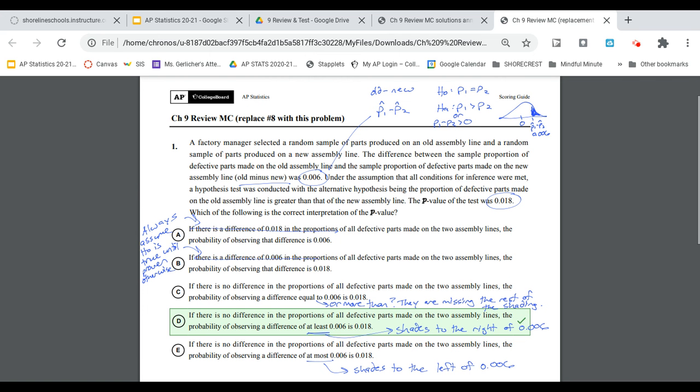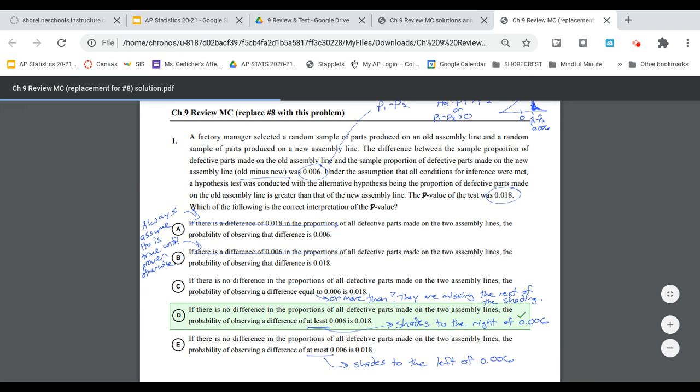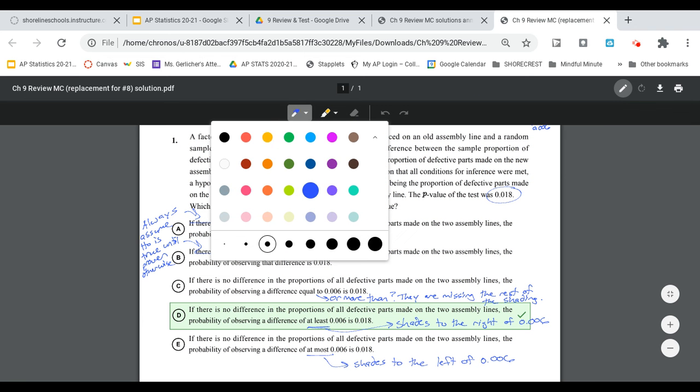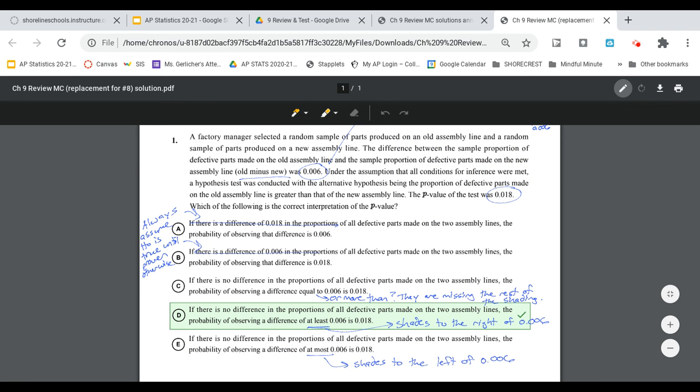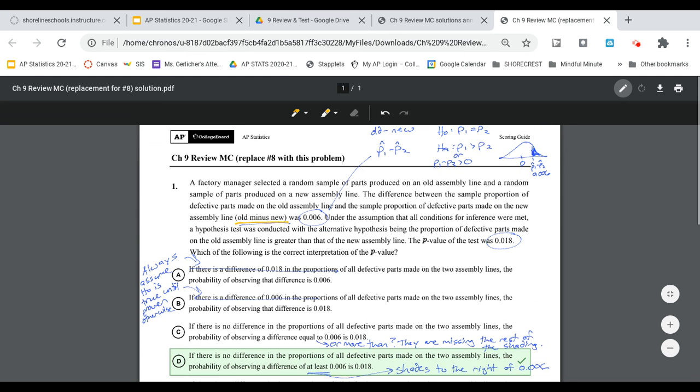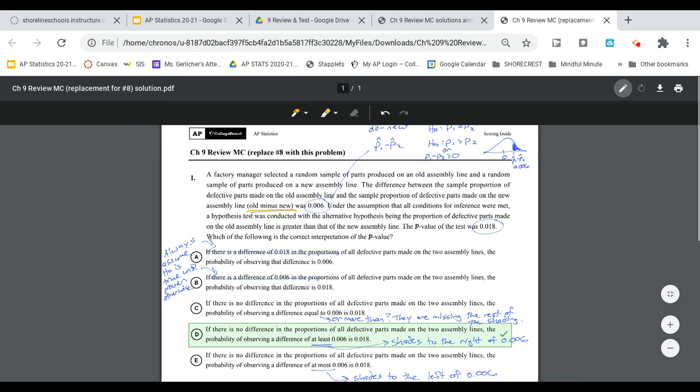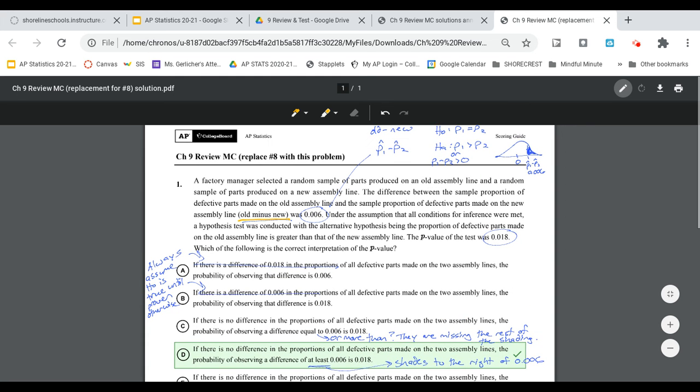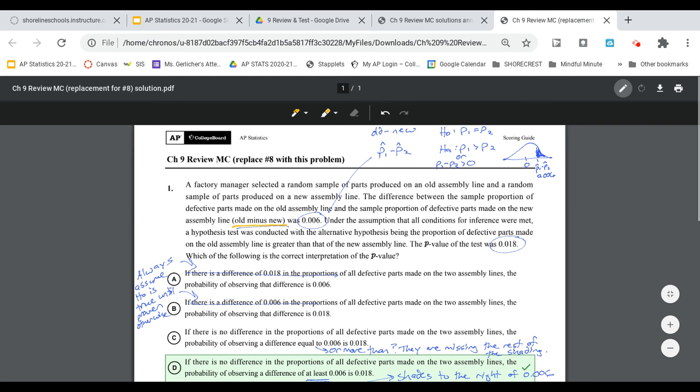So that's worth, hang on. I have to get it ready to annotate. Okay, they said old minus new. So we're going to keep track of it as old minus new. I'm calling 1 old and 2 new.